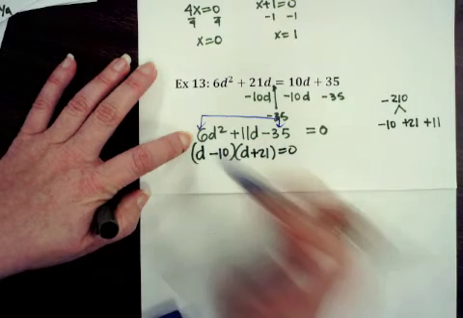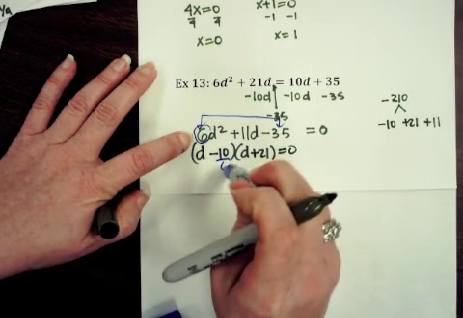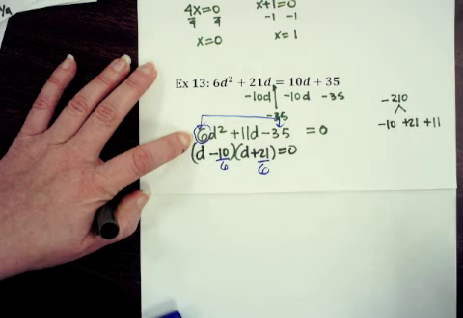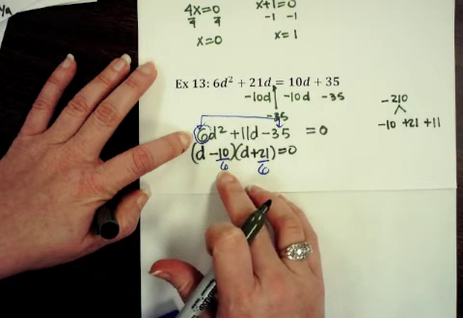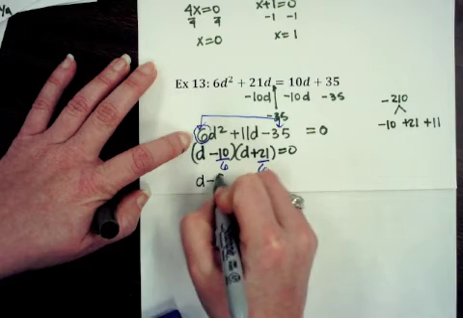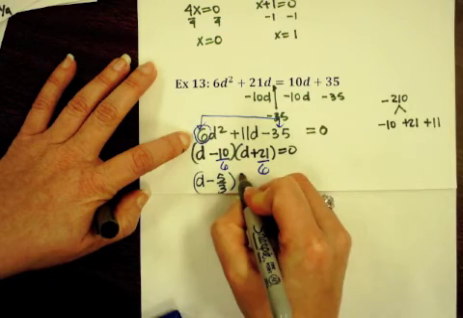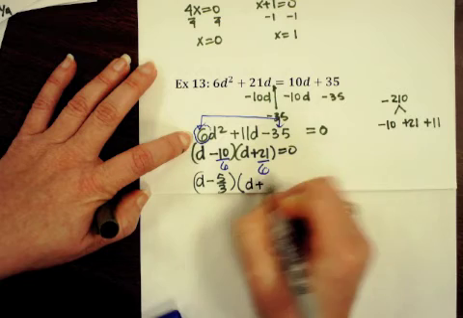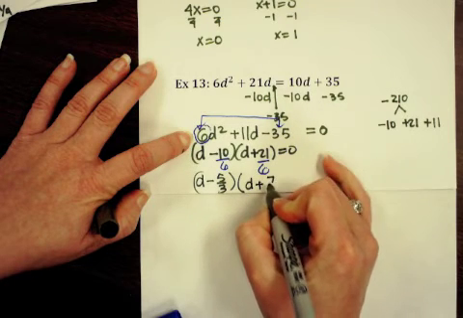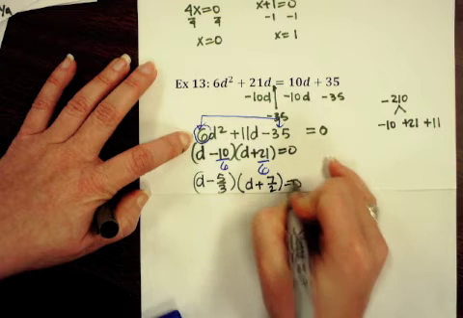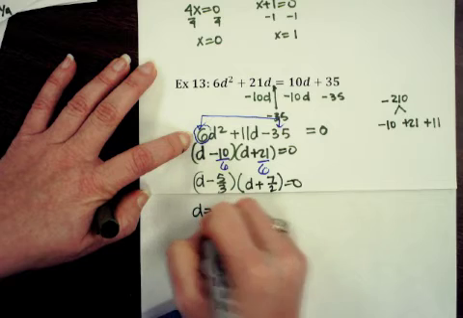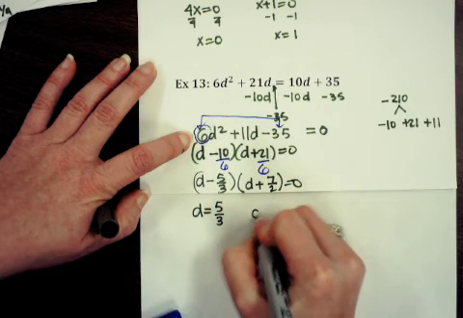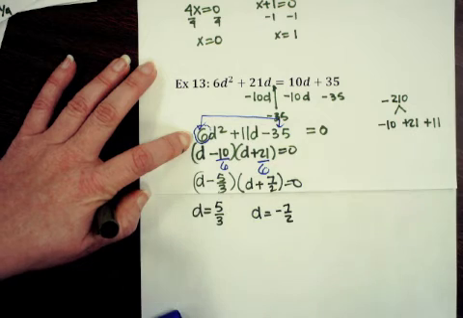But then I have to divide by 6. And I need to reduce that. So again, if you can't reduce 10/6 in your head, use a calculator. That's going to be 5/3. And then 21/6 is going to be 7/2. So those are my factors. So my zeros are easy. Positive 5/3, negative 7/2.